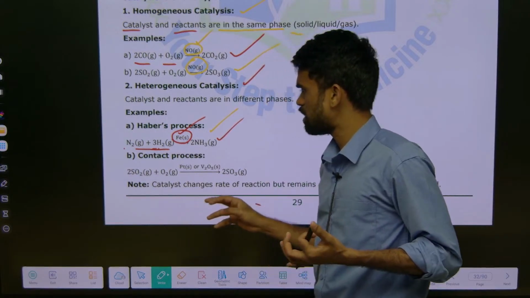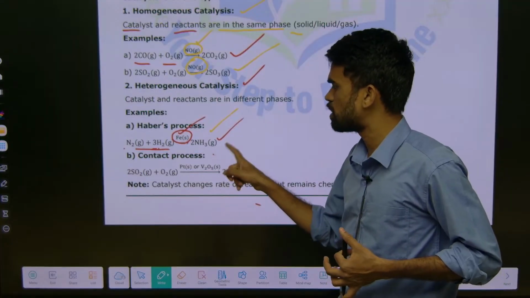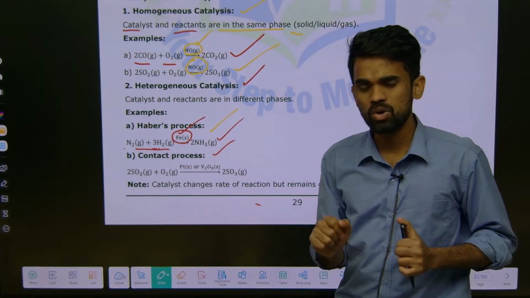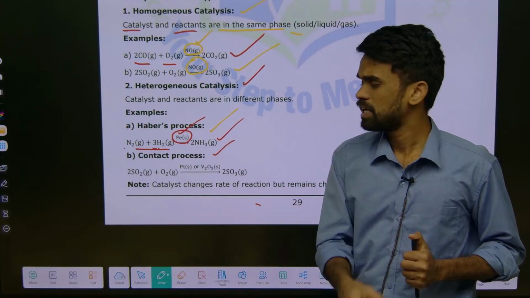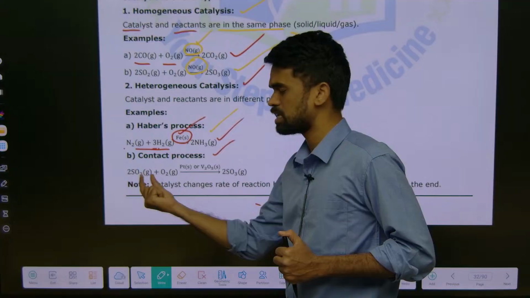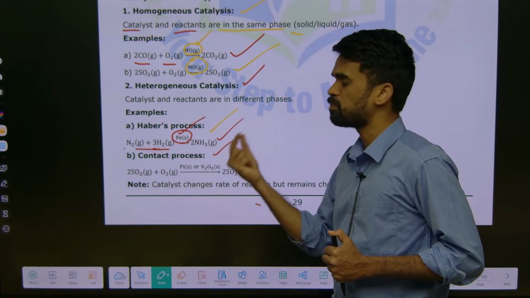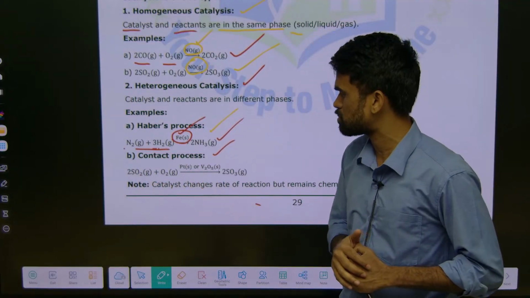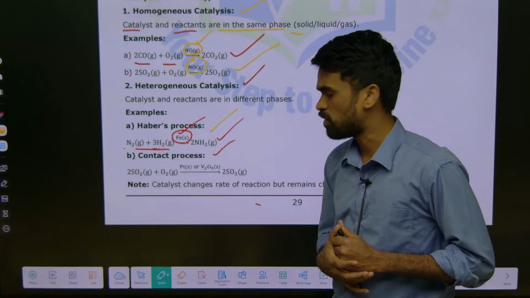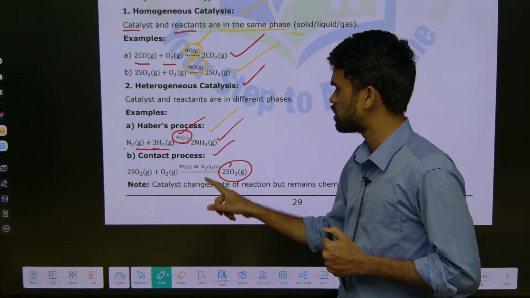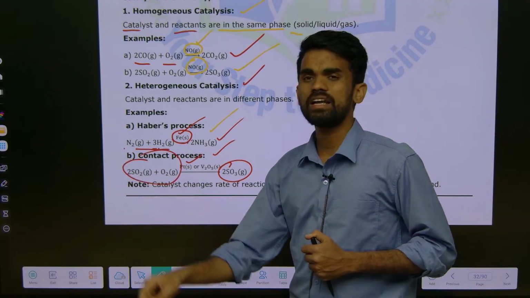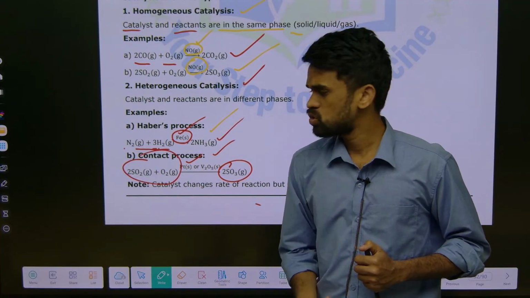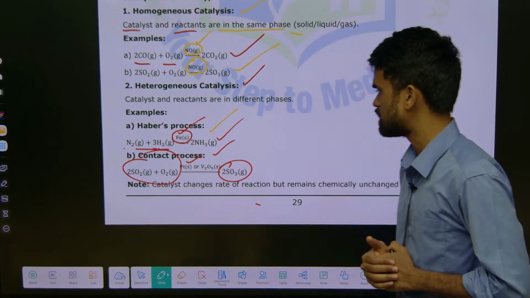Similarly, the contact process used for preparation of sulfuric acid. Here for production of SO3, sulfur trioxide, we take sulfur dioxide plus oxygen in the presence of platinum catalyst, a solid substance, metallic form. So we are going to get SO3. So here our catalyst and the reacting species are in different physical states, right? So you can say it is also heterogeneous catalysis.